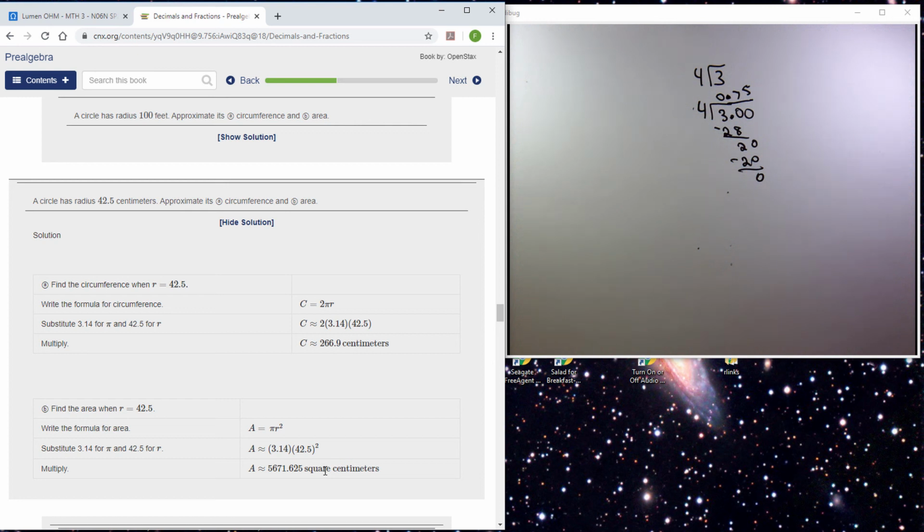Remember that the circumference is simply the distance around the outer edge of a circle, and the area is simply the amount of space that it covers, the amount of ground that it covers in square feet.